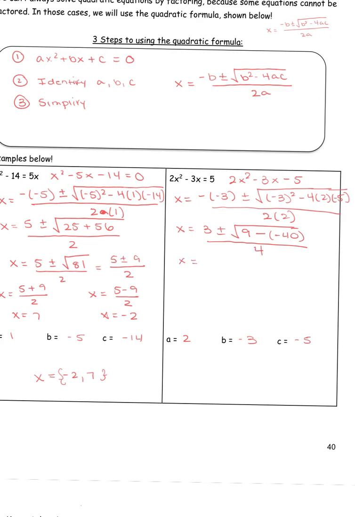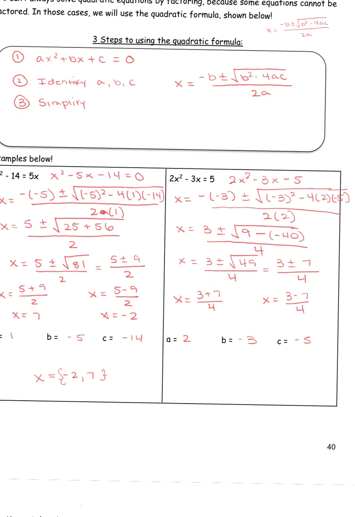Now going through and simplifying again, we have 3 plus or minus 9 minus a negative 40, which becomes 9 plus 40, which gives us the square root of 49, and gives us 4. Simplifying it more, we have 3 plus or minus 7 divided by 4. All right. So again, looking at the plus or minus, that's what gives us our two factors. So we have x is equal to 3 plus 7 divided by 4. And we also have x is equal to 3 minus 7 divided by 4.